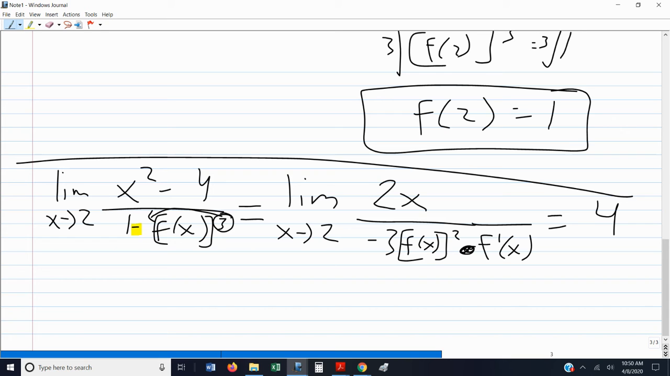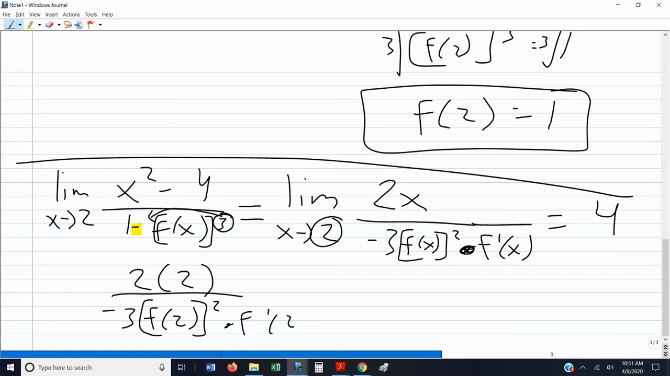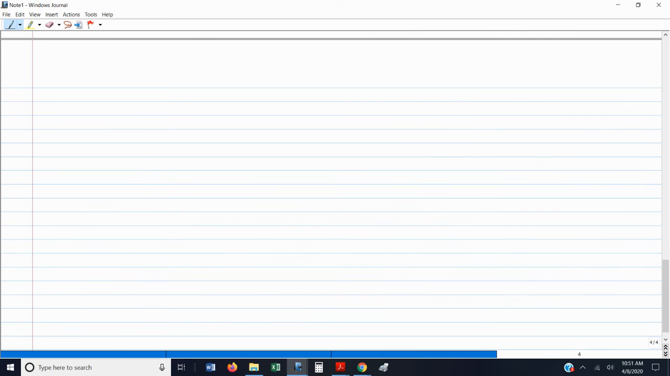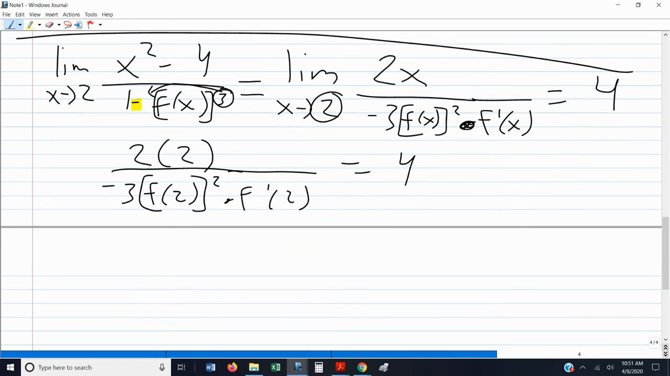Then I'm going to go ahead and plug in my 2. That's something that we do when we are finding limits, is plug in the numbers. So 2 times 2, negative 3, f of 2 being squared times f prime of 2. And the fact that I know that this is equal to 4 is going to allow me to solve this. So the top is 4. On the bottom, I have negative 3.